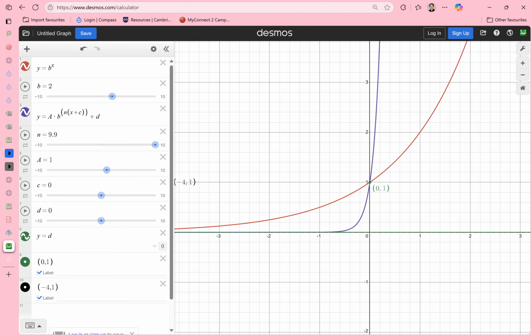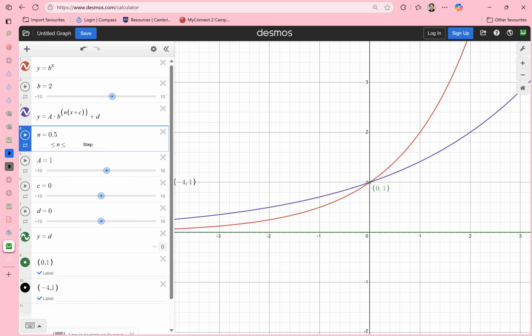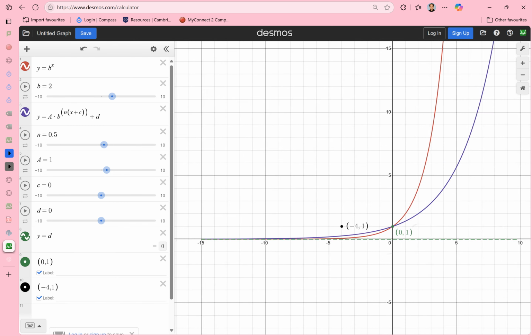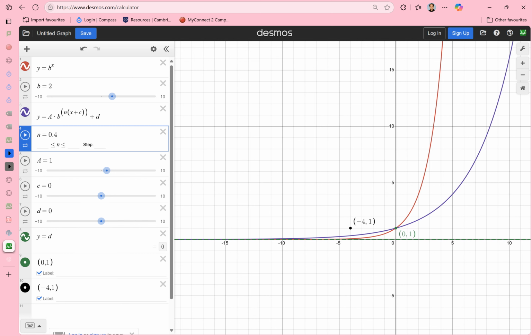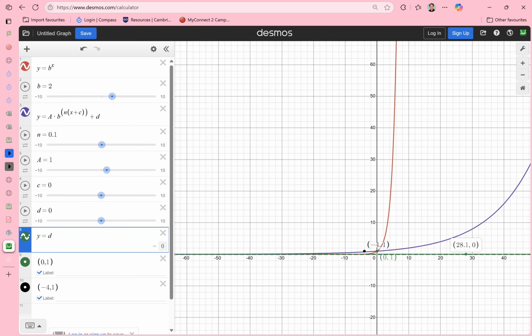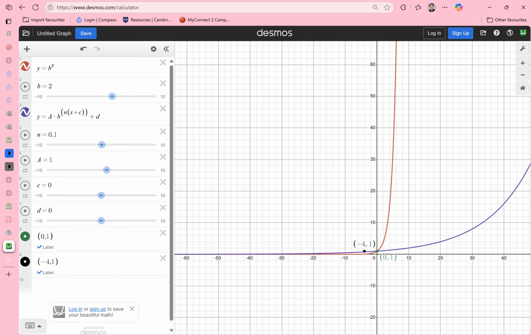If you change that n value, all it does is it makes it squash towards the y-axis or it moves away from the y-axis. So if I want it to move away from the y-axis, then this is what I'll do. I'll make it a decimal. So somewhere between, say, 0.5. See how it looks like I'm stretching it out further away? If I made it 0.4, makes it a bit wider, 0.3, 0.2, 0.1. You see how it's getting pulled away? It's horizontal stretch.